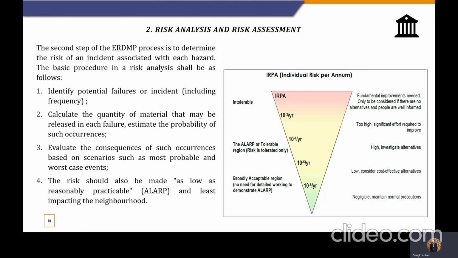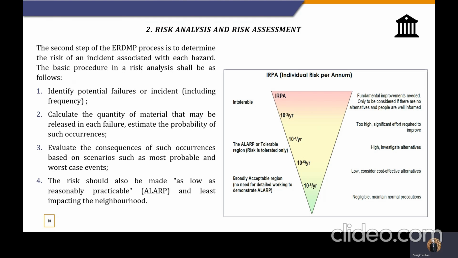It is that any person standing at the point of this level of risk would have 1 in 1 lakh chances of being fatally injured per year. Now 10 power minus 6 per year, it is very negligible, and we can maintain normal precautions. If IRPA is 10 power minus 5 per year, it is low and we can look for cost effective alternatives.